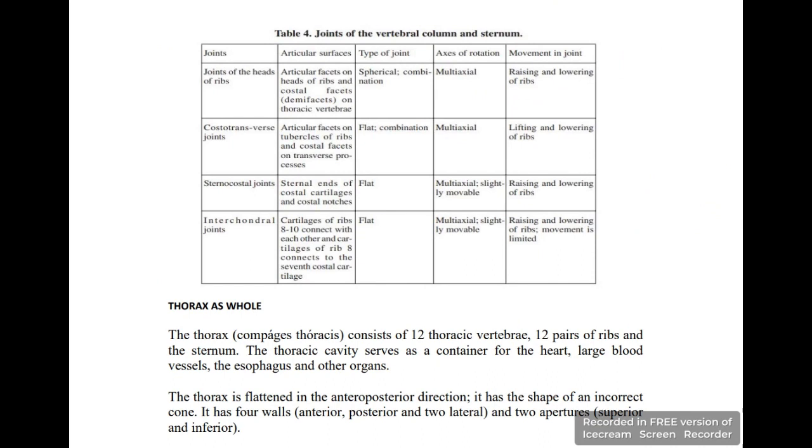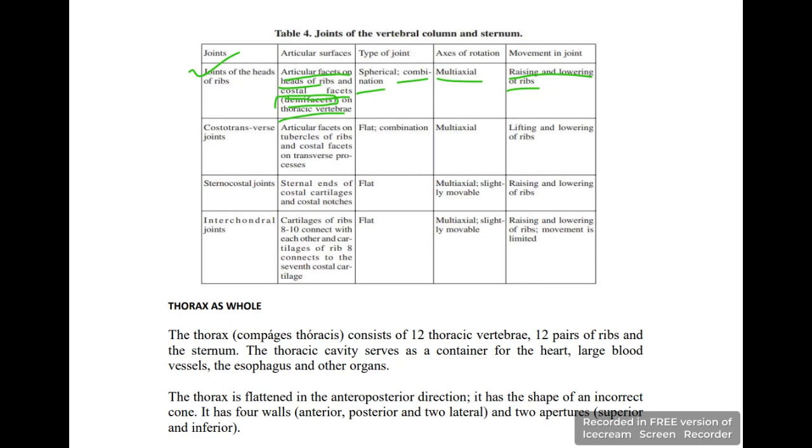Now we move on to the joints of the vertebral column and the sternum. See, joints of the head of the rib. Now the head of the rib joins with the vertebrae itself. Okay. Now its articular surface is the articular facet on the head of the rib and the costal facet, which is also called the demi-facet, on the thoracic vertebrae. It's a type of joint which is a spherical combination. Axis of rotation is multi-axial and movement is raising and lowering of the ribs. First one is the joints of the head of the ribs. What is it?